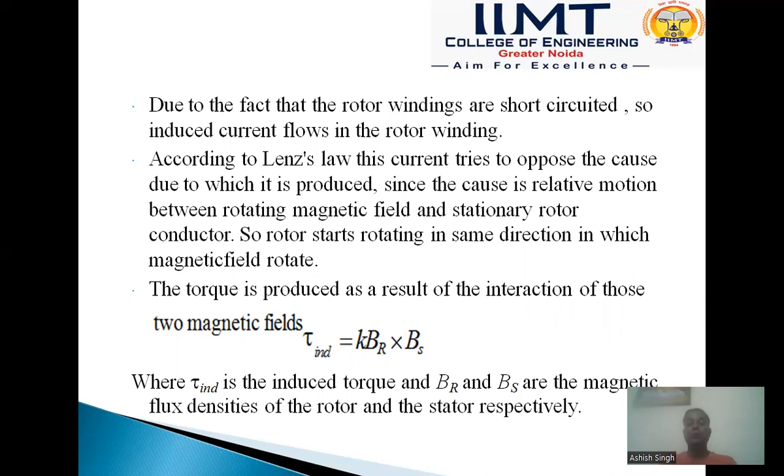The torque is produced as a result of the interaction of these two magnetic fields, that is, between the magnetic field produced by the stator winding and the magnetic field produced by the rotor winding. So, torque produced by induction motors depends upon the magnetic flux density of the rotor as well as the flux density of the stator, where tau induced is the induced torque and BR and BS are the magnetic flux density of rotor and stator winding respectively.